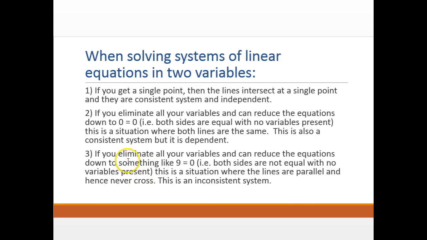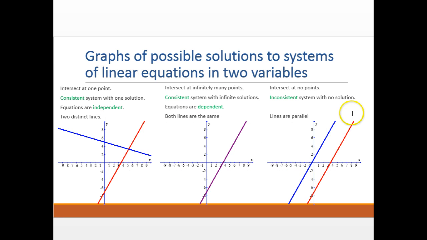The last situation you can have is when you eliminate all your variables and reduce the equations down, you get something like 9 equals 0. In other words, both sides are not equal. No way 9 can be equal to 0. It never happens. This is a situation where the lines are parallel. This is an inconsistent system. You will not find any solution where these two lines intersect.